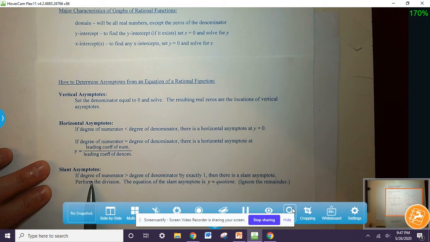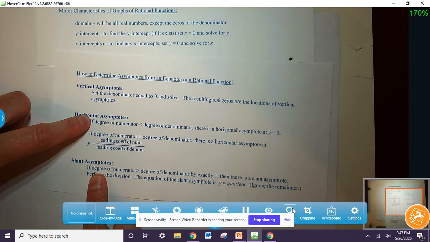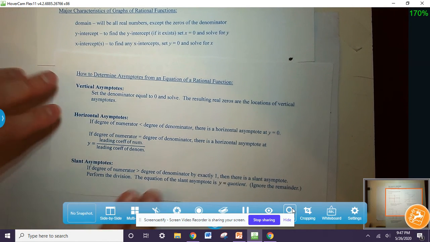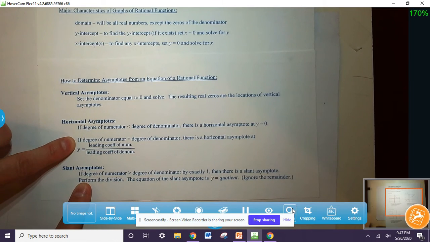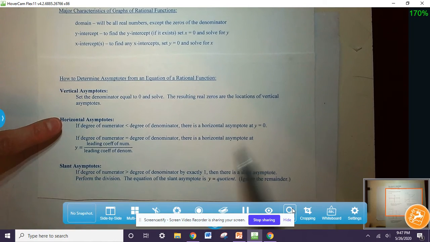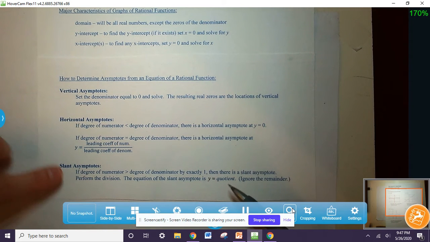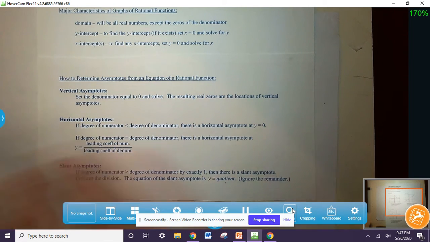Mutually exclusive means they can't happen at the same time. If the degree of the top is smaller than the degree of the bottom, then the degree of the top can't be bigger than the degree of the bottom. It's impossible for these things to happen at once. It's impossible for these two things to happen at once. And it's impossible for these two things to happen at once. So you're either going to have this kind of horizontal asymptote, or this kind of horizontal asymptote, or this slant asymptote, or none of them. And we'll see that as we do some examples.